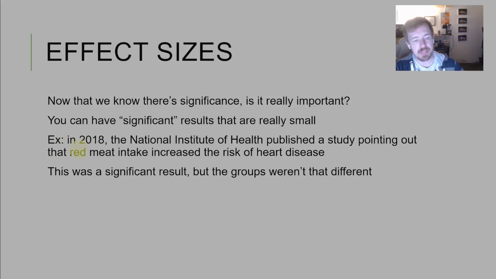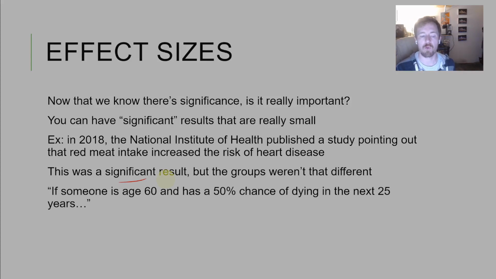Here's an example. In 2018, I don't know if y'all remember this, the National Institute of Health published a study that showed that eating red meat was going to increase your risk of heart disease. And it was all through the news, they spent 48 hours really talking about it a lot, because it was basically saying, like, oh, if you're going to eat red meat, you're going to die early and all this other stuff. And it was a significant effect, and the researchers did everything right. But the groups weren't actually all that different.